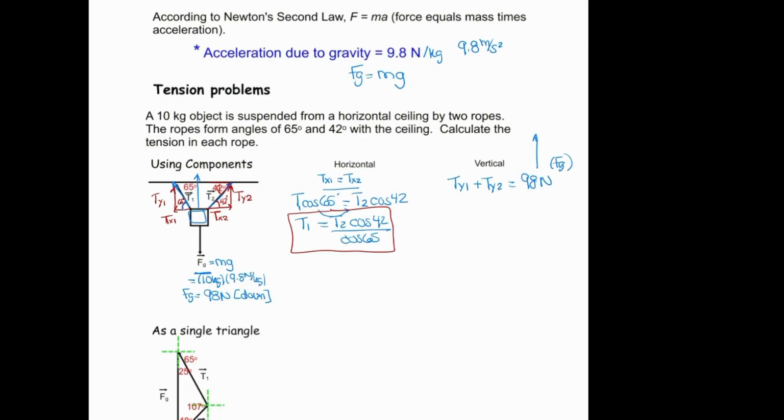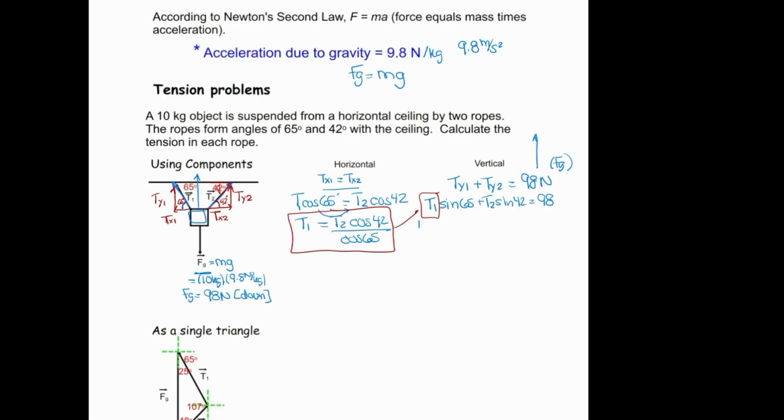So now let's fill in what else we know. Remember this from yesterday: the tension in the y direction is equal to tension in rope 1 times sine of 65 plus tension in rope 2 times sine of 42 degrees, and that's equal to my 98 newtons. Now I'm going to express my T1 in terms of T2 so that I can solve.